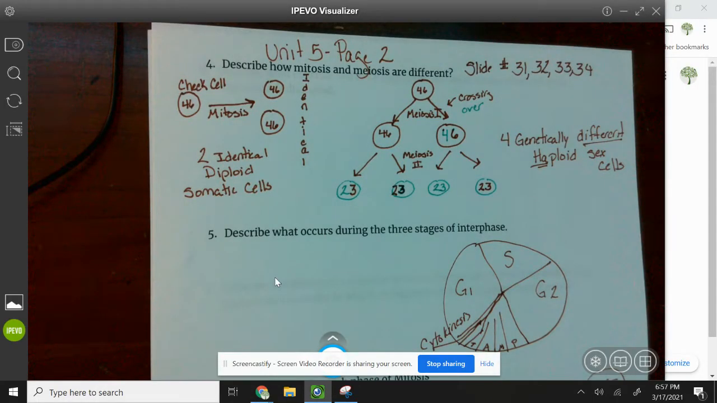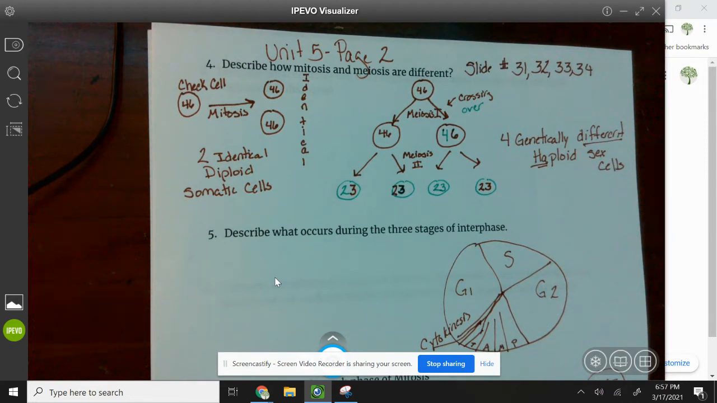Okay, squad, let's look at Unit 5, Study Guide, page 2. Starting with number 4, describe how mitosis and meiosis are different. So these answers can be found on slide number 31, 32, 33, and 34 of the slideshow.